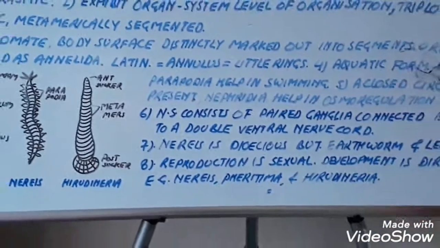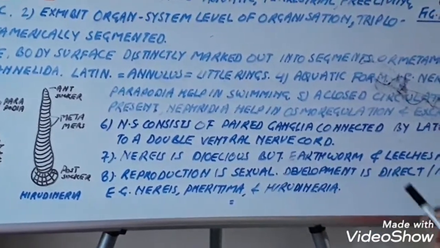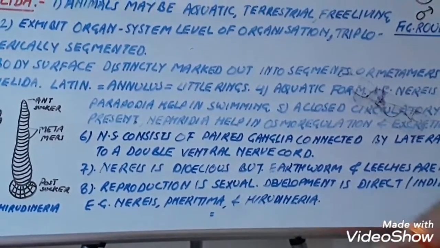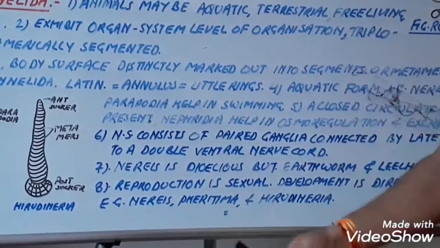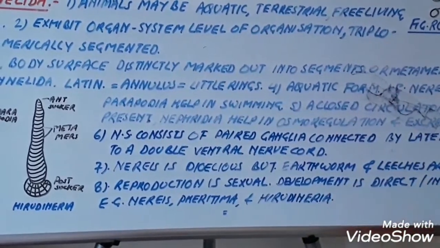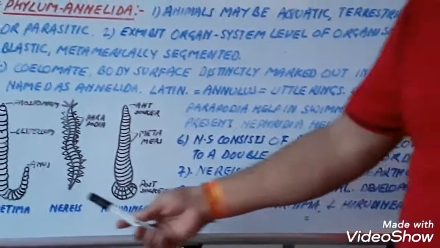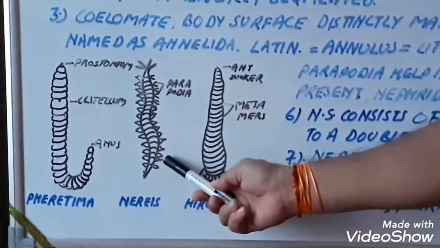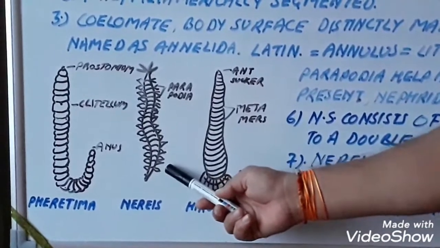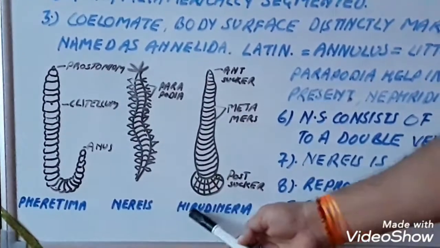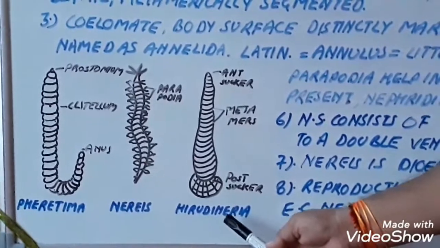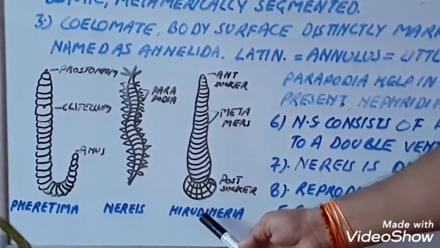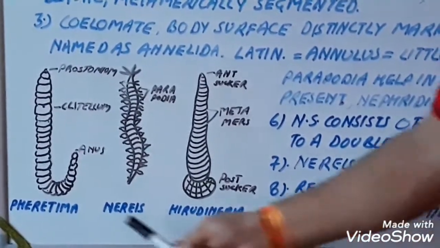Reproduction is sexual. Development is direct, or may be indirect in some forms. For example, Nereis, Pheretima, Hirudinaria. This is the structure of Pheretima, that is earthworm. Nereis has parapodia, and this is a free living animal, while Hirudinaria is a kind of parasite.